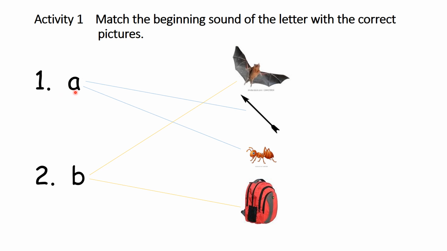Number 1, A goes to arrow. A, ant. Number 2, B, bat. B, bag. Alright, so I want you to read it. Sound it first. Begin. Alright, so if your answers are all correct, then very good, receive the star.